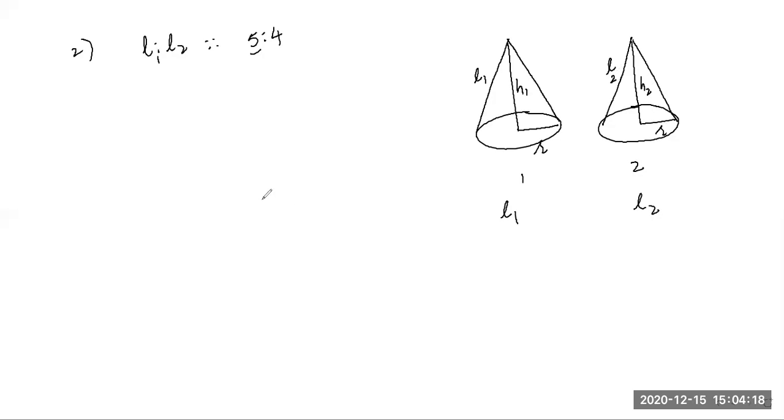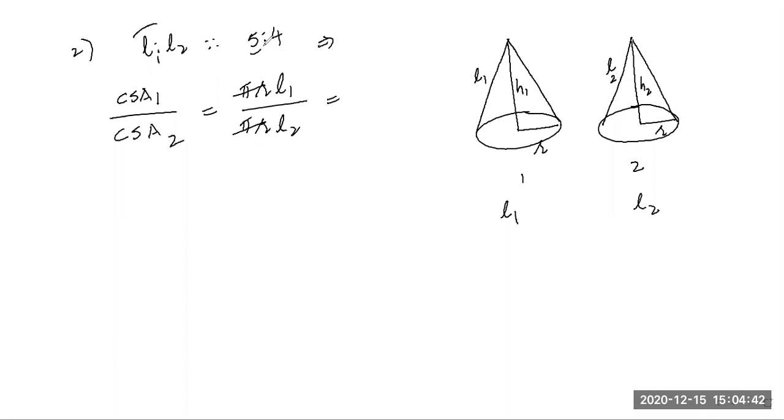Find the ratio of the curved surface area. So simply, students, you see that curved surface area of 1 divided by curved surface area of 2 is equal to pi r L1 divided by pi r L2. Pi r cancels, leaving L1 by L2. From this I can write the ratio like this.